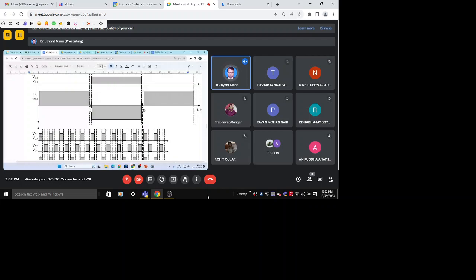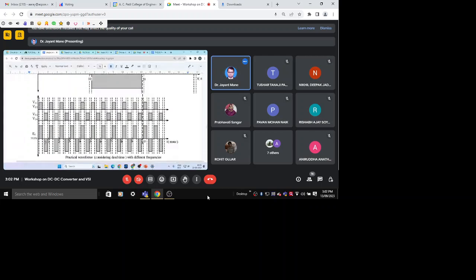Okay, and there could be even induction motors wherein inversion is used. So only by changing the turn on time of the switches, we can generate different frequency.